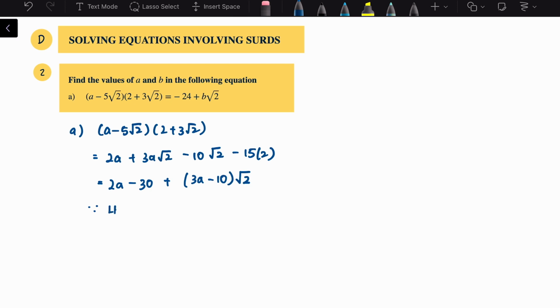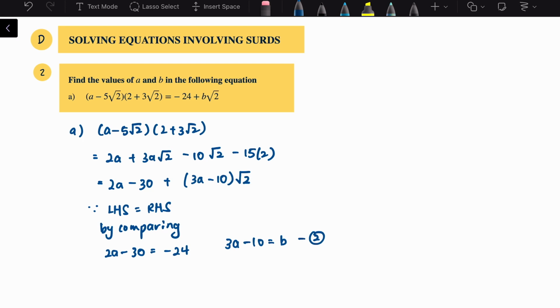Now, since the left hand side is equal to the right hand side, we can use a method called comparing. We can compare the coefficients of the terms. 2a minus 30 is equal to minus 24. Remember to bring along the minus sign. And we can see that 3a minus 10 is equal to b. Let's name this equation number 2.